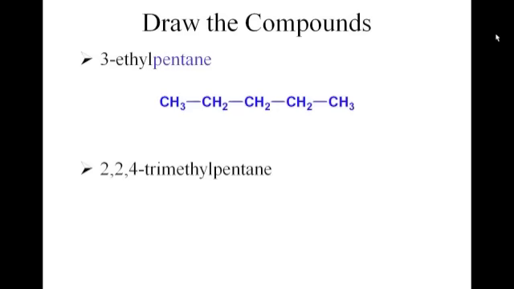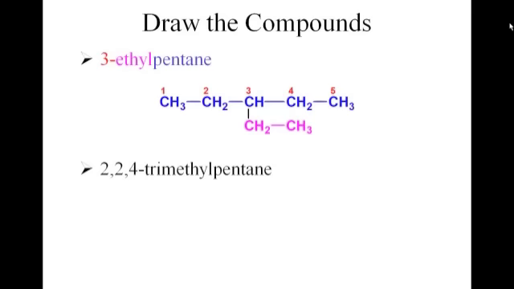So here's my 5-carbon chain, there's my pentane. If I number my carbons, I have 1 through 5, and I'm going to put a 2-carbon substituent, or an ethyl group, at carbon 3. So there you have 3-ethyl pentane.